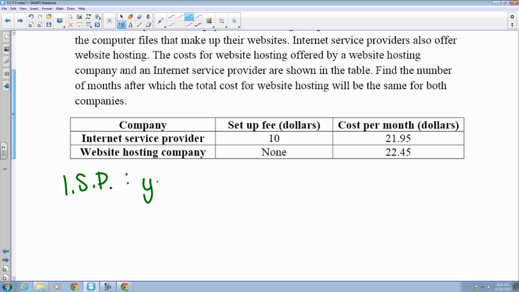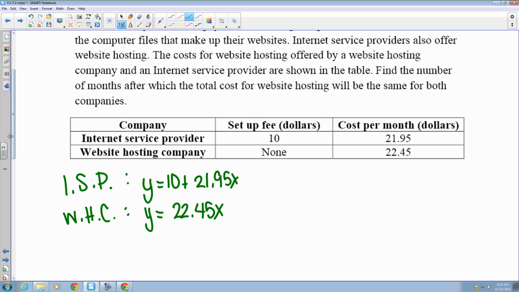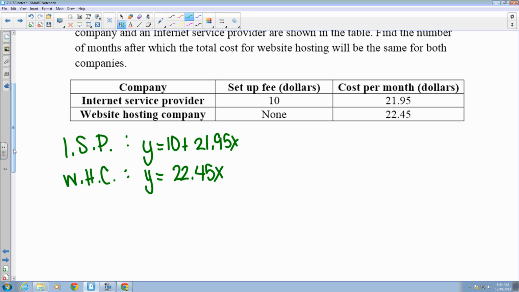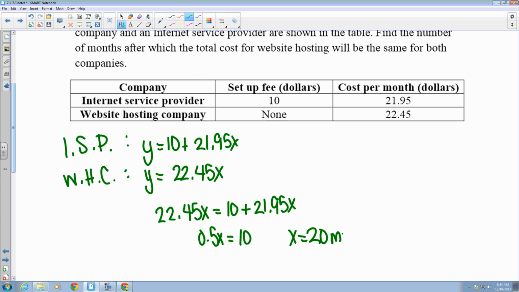Our equation is y equals 10 plus 21.95x, because it's 21.95 per month. And then the website hosting company is just 22.45x. So if I want to know when they are equal, I just set them equal to each other. And since they're both equal to y, this is a method of substitution. 22.45x equals 10 plus 21.95x. Subtract the 21.95x from both sides, and we get 0.5x equals 10. x equals 20, and that's in months.